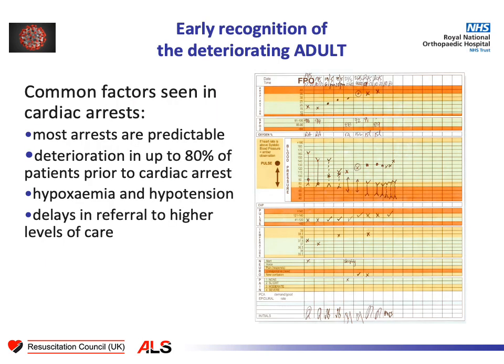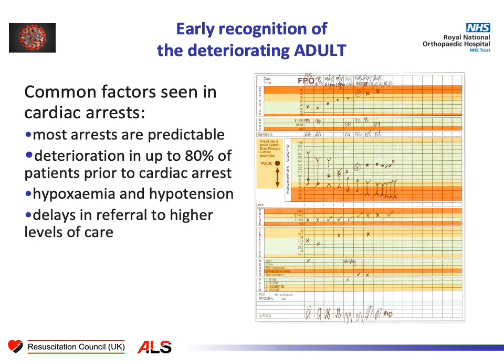Early recognition of the deteriorating adult is key. Common factors seen in cardiac arrests: most arrests are predictable. There's a deterioration in up to 80% of patients prior to having a cardiac arrest. Hypoxemia and hypotension are usually present prior to the arrest, and quite often there have been delays in referral for higher levels of care.